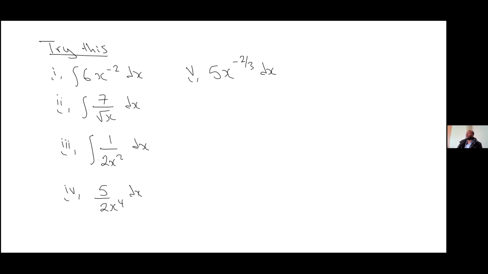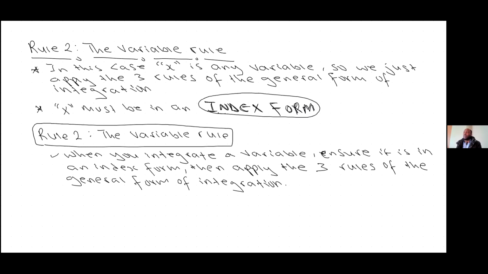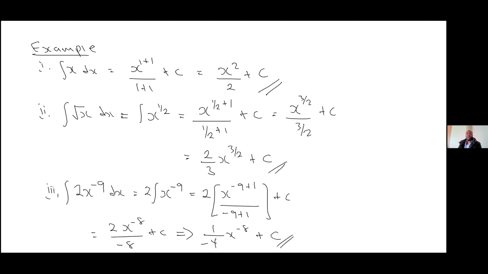All right, so this is the variable rule. The key thing you need to know is that you have to convert to index form before you apply the 3 rules of integration. Similarly, you just follow the steps: you add 1 to the power, provided it's in index form, divide by the new power, then you add c. All right, that is that for that.